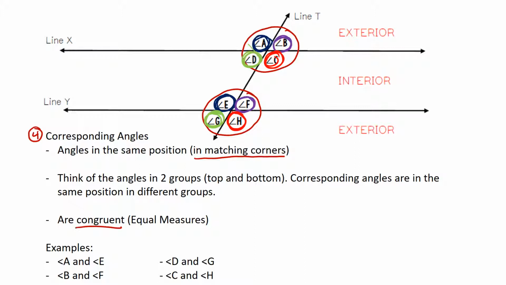It is important to note that they are congruent, meaning they are equal. Each pair is the same. If angle E is 50 degrees, angle A is 50 degrees. If F is 102 degrees, then angle B is 102 degrees. The pairs have to match.